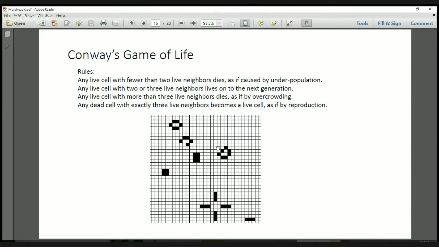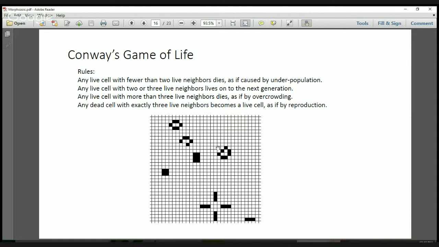So Conway's Game of Life has four very simple rules. You have cells that are alive, cells that are dead. The live ones are dark, and in this case, the white ones are dead. Depending on the number of neighbors each cell has, for example, the first rule: any live cell with fewer than 2 live cells as neighbors dies. It's supposed to be an underpopulation thing. And you can see the other rules.